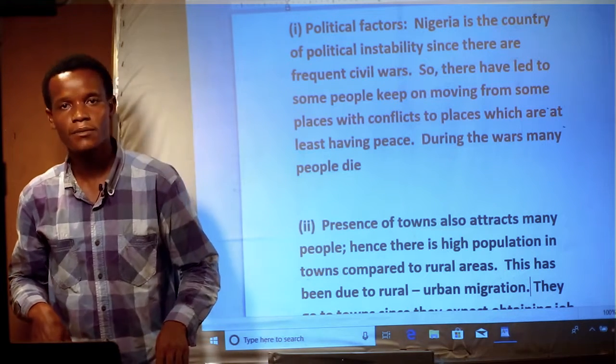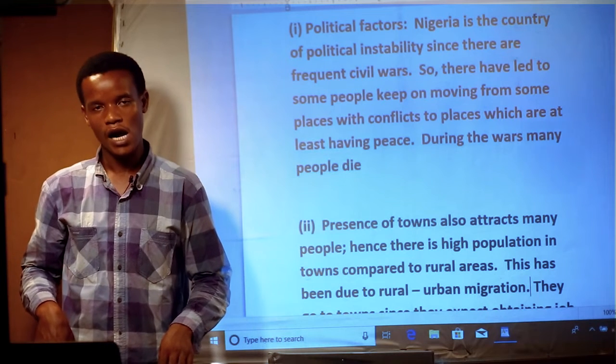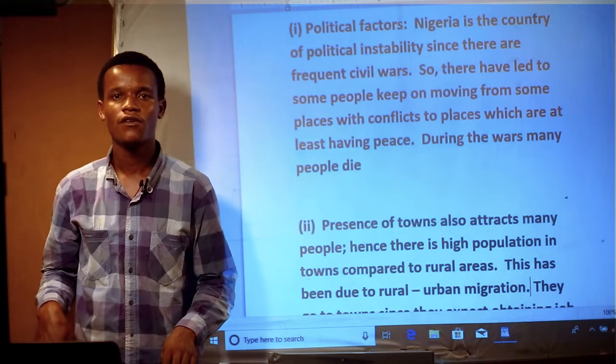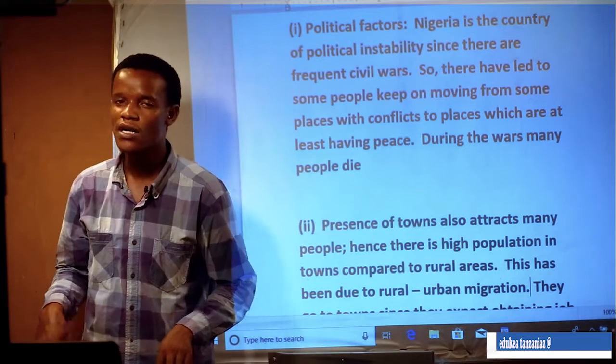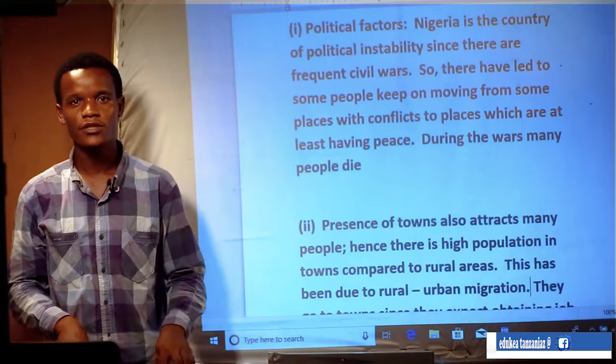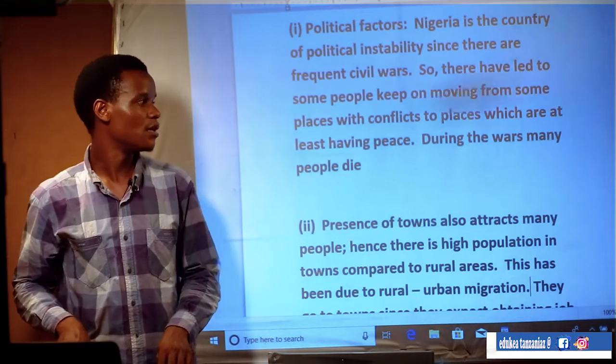So in Nigeria, there are places that have higher population and there are places that have low population. Those areas that have high population, the political situation is stable, while those areas that have low population, the political situation is unstable.